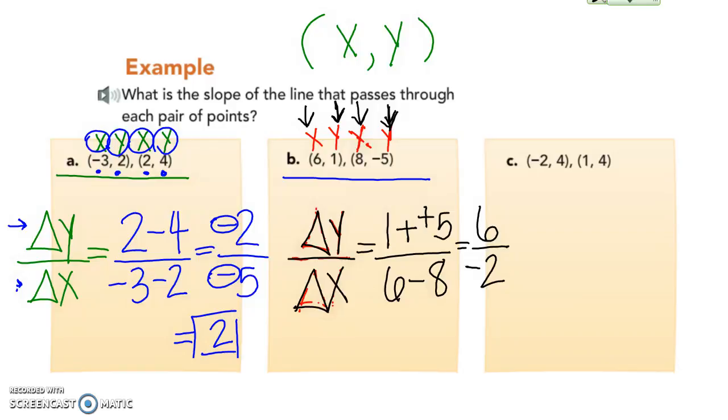So I know that 6 divided by negative 2 would equal negative 3. When the signs are different, my answer is negative. And I know 6 divided by 2 is 3.